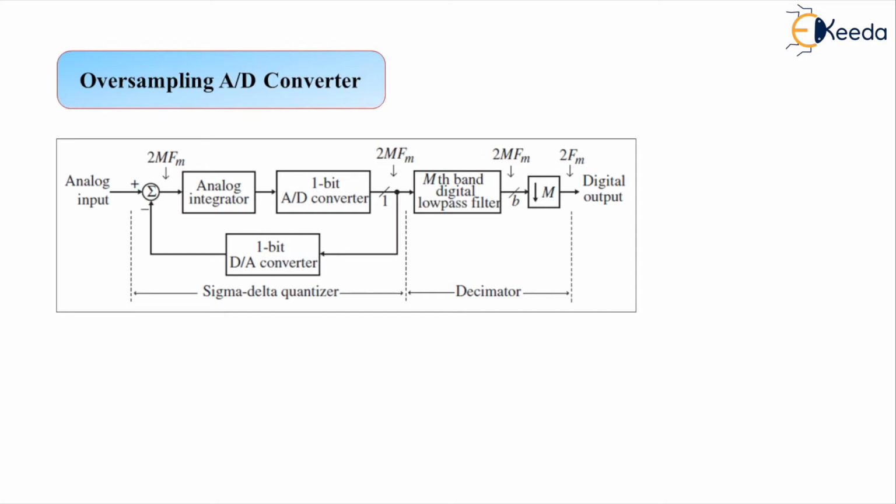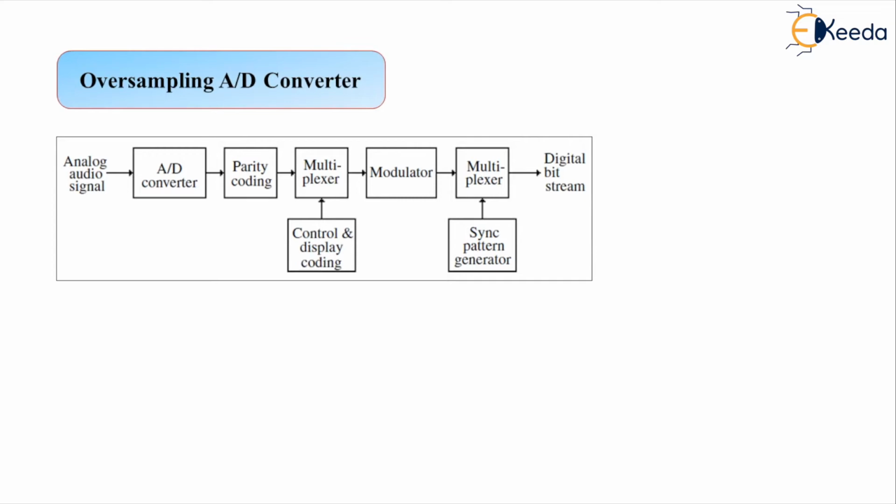Let us have a look at the example for the compact disc, which has an encoding system for one channel of the stereo audio. So for example, we have the analog audio signal fed as input. Here we have the blocks A to D converter, further parity coding, multiplexer which has one input from control and display coding. Next to that, the very important modulation process is to be done, and again we have a multiplexer and a signal from the synchronous pattern generator, finally resulting into the digital bit stream here.